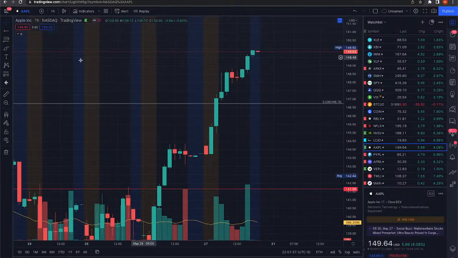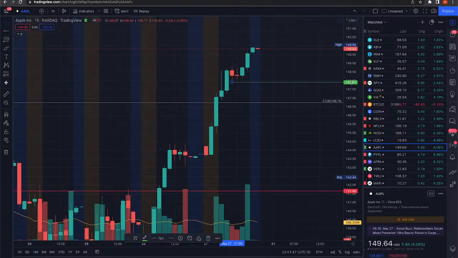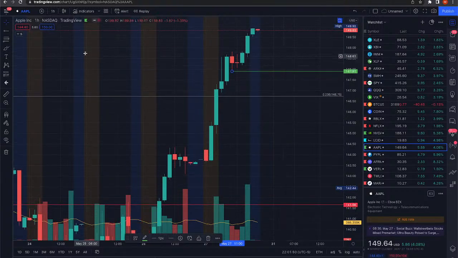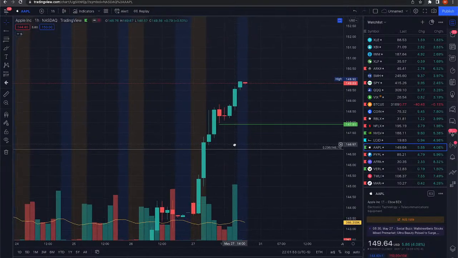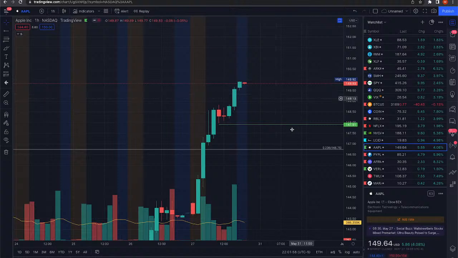So Apple, 1 hour uptrend. Let me mark the last low. Last low was right here. We had a little bull flag right around 148. All right, so for tomorrow, anything above 147.91 would be still bullish.